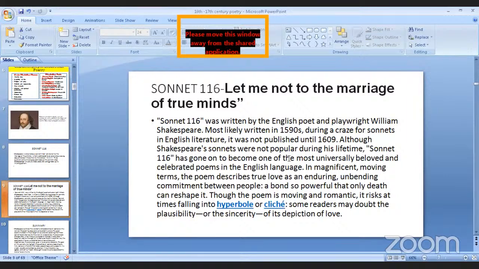Now, it was most likely written in 1590, and it was quite a craze for sonnets in English literature. And his sonnets were not very popular during his lifetime. Now, this sonnet 116 has gone on to become one of the most universally beloved and celebrated poems in the English language. In magnificent moving terms, the poem describes true love as an enduring, unbending commitment between people, a bond so powerful that only death can reshape it. Though the poem is moving and romantic, it risks at times falling into hyperbole or cliche. Some readers may doubt the plausibility or the sincerity of its depiction of love.